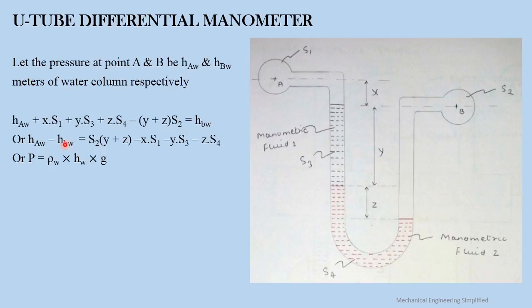If we do all these calculations, you can see that HAW minus HBW is equal to this term, and you can write this HAW minus HBW simply as HW. And P you can write as rho W into HW into G. This is the pressure difference in terms of height of water column, and this is in terms of Pascal or kilopascal, whatever suitable units you find. This is the U-tube differential manometer.